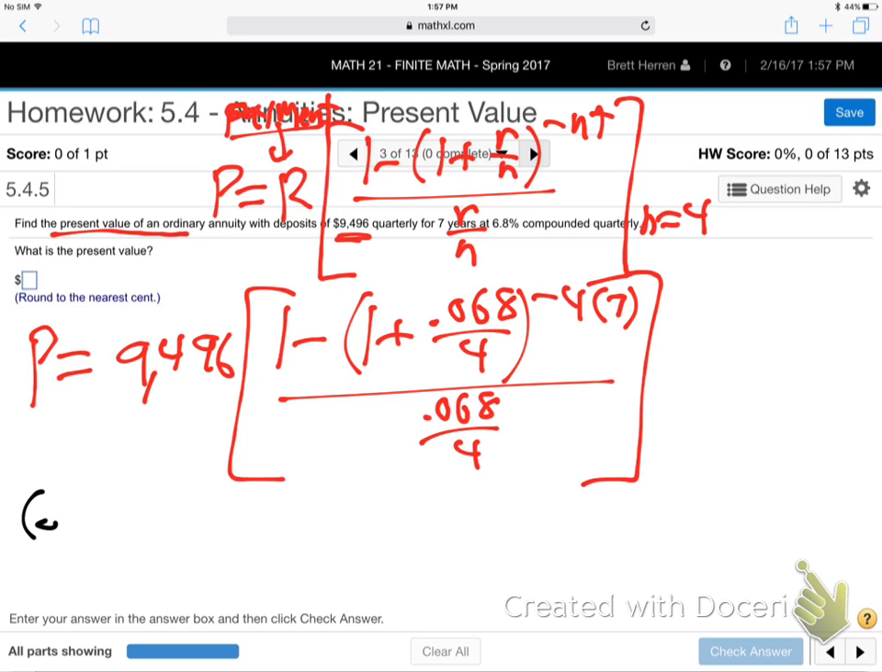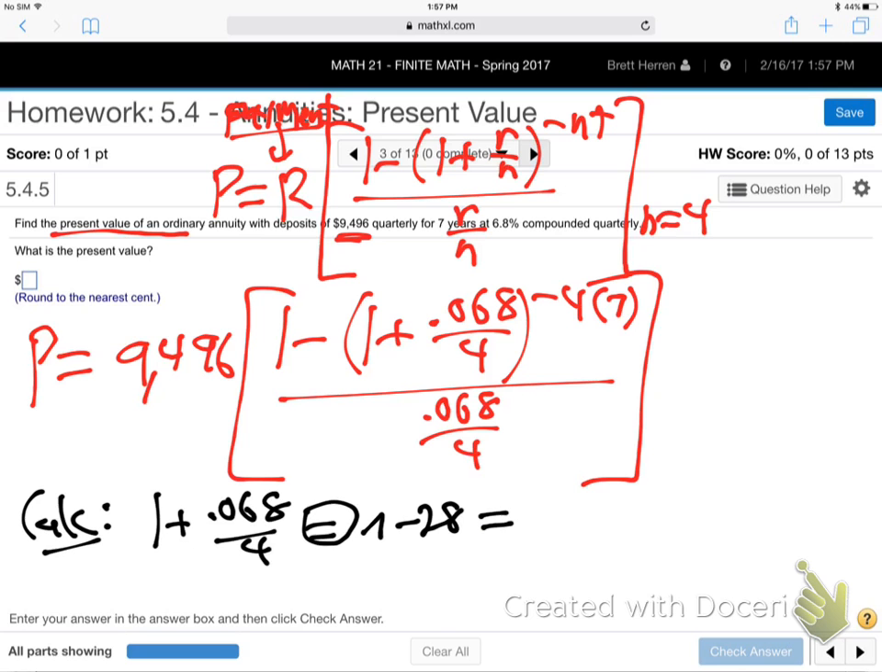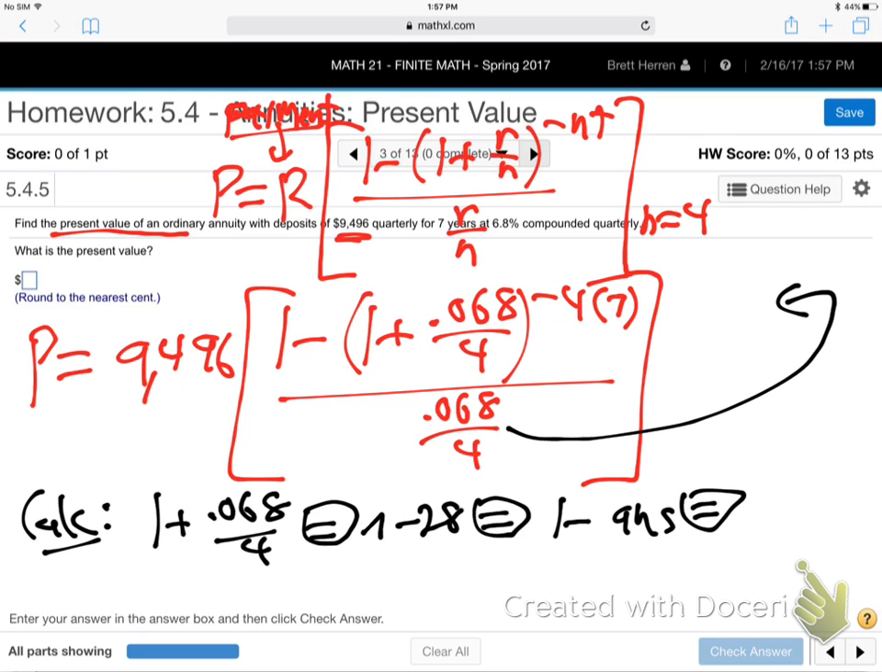So on the calculator then, how would I start? I would start with 1 plus 0.068 over 4. Hit equals. And then go to the power, negative 28. Hit equals. And then go 1 minus answer. Hit equals. And then remember what I do with these denominator things? I flip them up. And I go times 4 over 0.068.